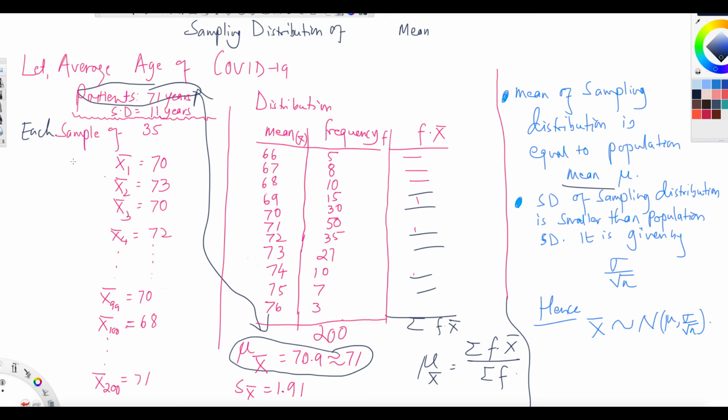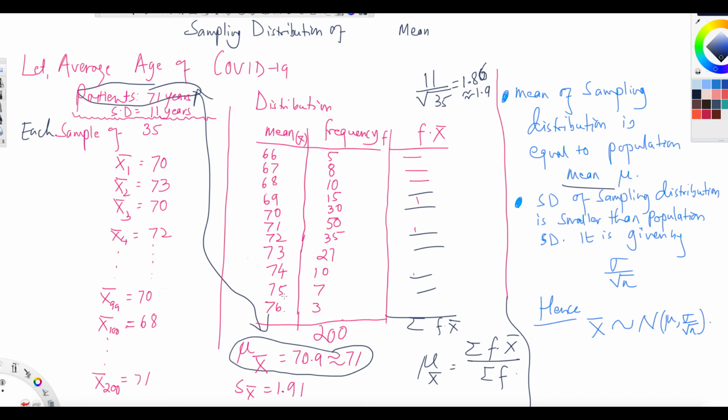It is given by sigma over root n. What is sigma? Sigma is that 11, right? So 11 over root n is how much? n is the sample size, right? The sample size is 35. How much is that? That is 1.86, almost equal to 1.9, right? So 1.86 is almost equal to 1.9. You see that?